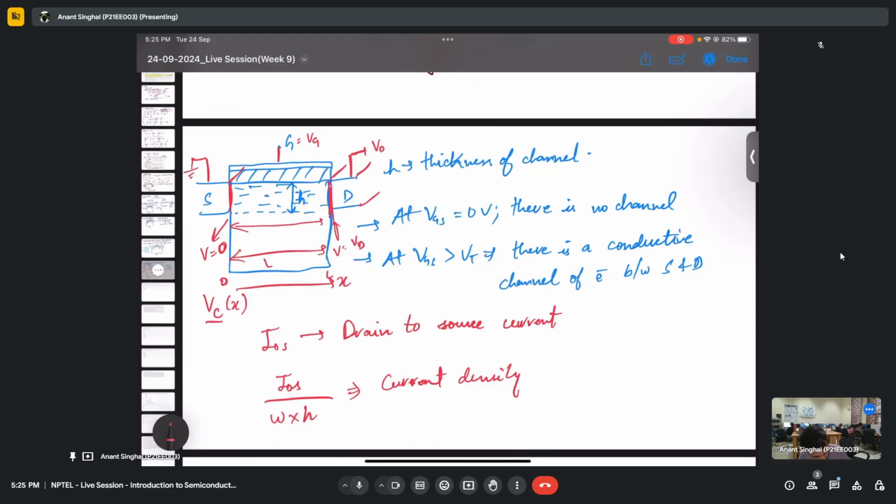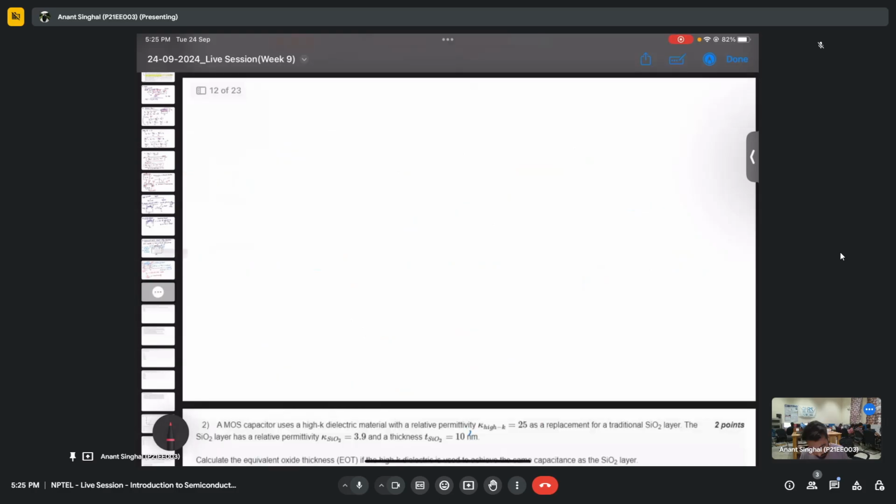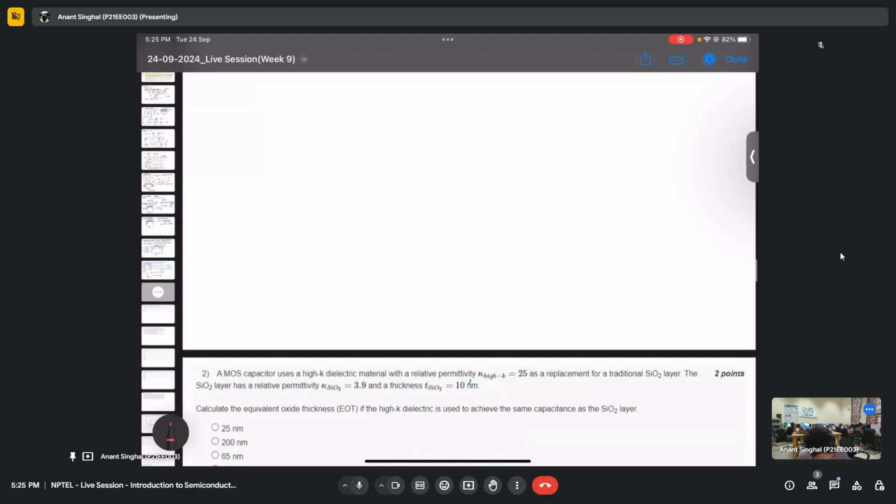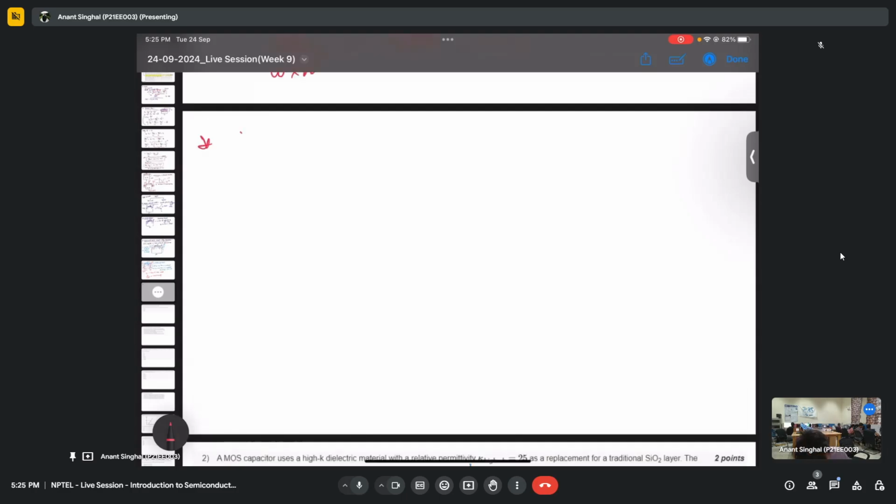So we'll finally be deriving what this IDS is. We know that we have the current density. If you remember in the previous lectures, a very basic relation is J = nqvd, where q is the charge, n is the number of electrons, and vd is the drift velocity.